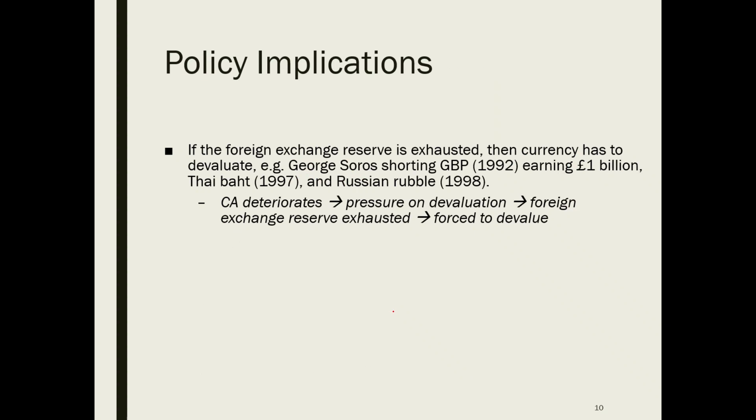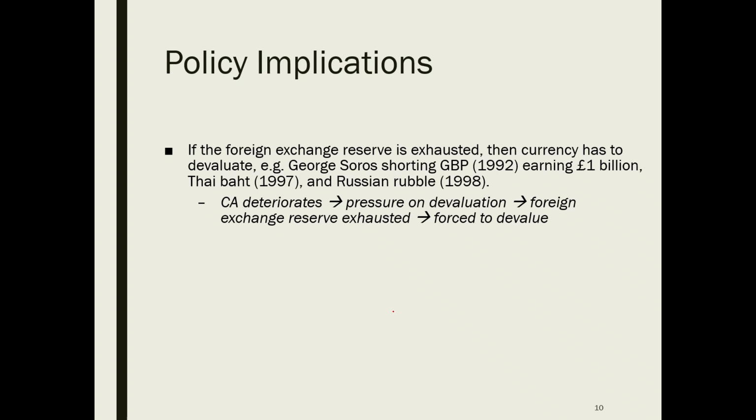Currency wars happened over and over again, repeating the same story we have told in the previous slide. It is not a war between individuals, but a war between an individual and a country. George Soros used the same trick to defeat the UK in 1992, Thailand in 1997, and Russia in 1998. The same pattern of all the currency wars is that first, the current account deteriorates, and then there is a pressure on devaluation of the currency.